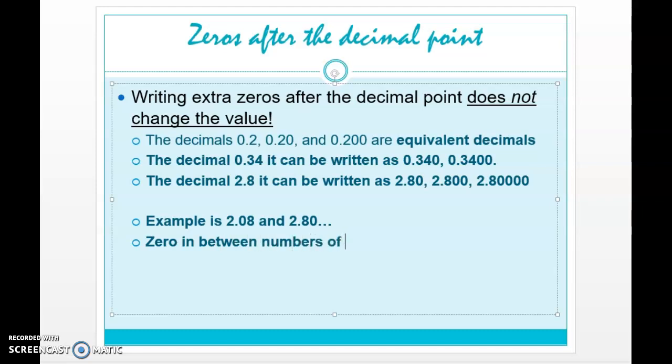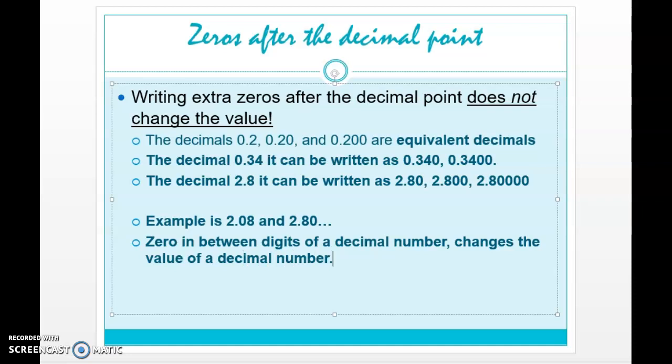Please make sure that you understand that a zero in between the digits of a decimal number changes the value of a decimal number. Great.